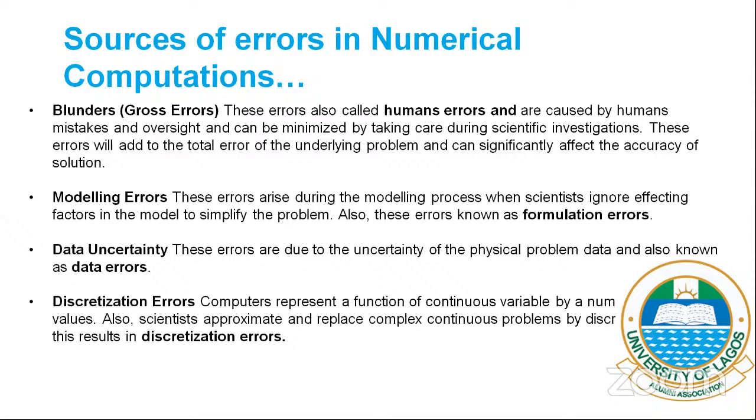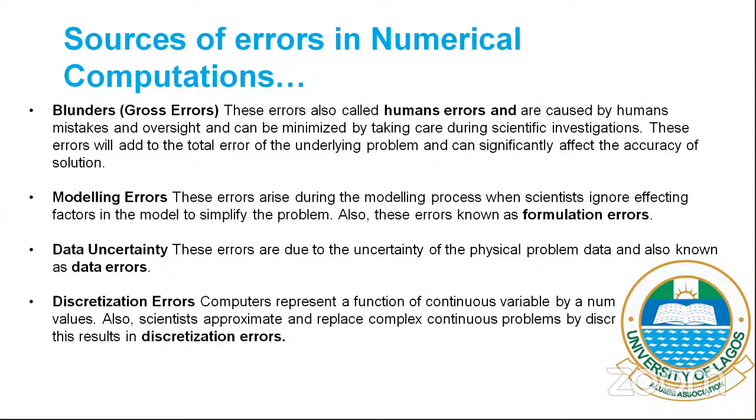Now, modeling errors. These errors arise during the modeling process when scientists ignore affecting factors in the model to simplify the problem. This error is also known as formulation error. Now, what this is trying to say is that a model is simply a mathematical formulation of a real event. Like you are trying to make an abstract of reality.